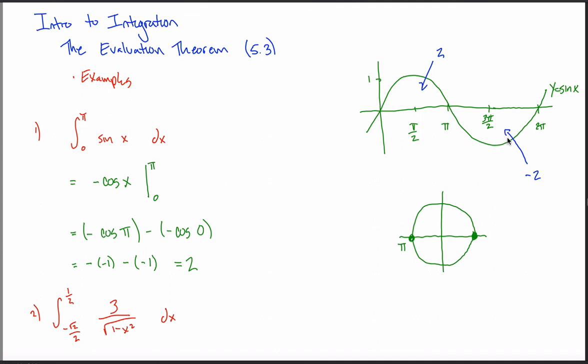And I can kind of show you how this has an area of -2. We could do it a couple ways. We could do this same example, except evaluate it from pi to 2 pi. Right?